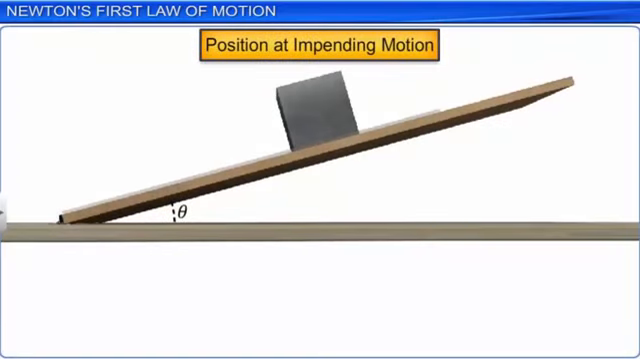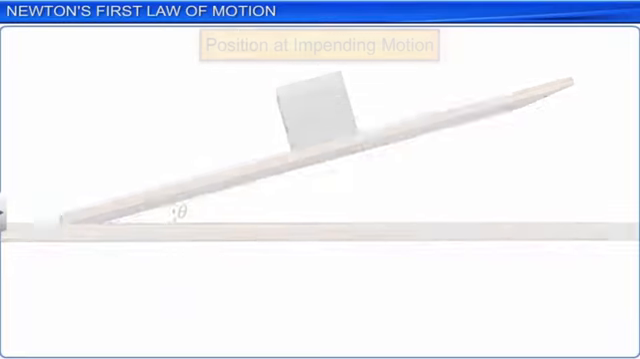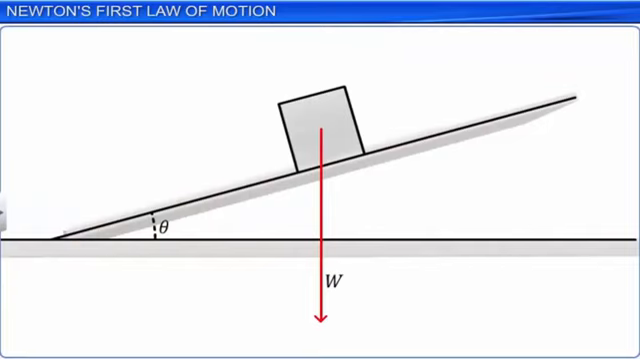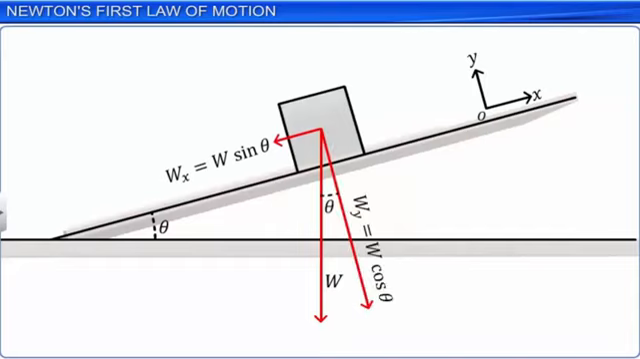We now have to identify the external forces acting on the iron cube. W Newton is the weight of the iron cube acting vertically downward. On resolving this force W along the x and y directions, we get Wx is equal to W sin theta and Wy is equal to W cos theta. As W and theta are known to us, Wx and Wy can be calculated.